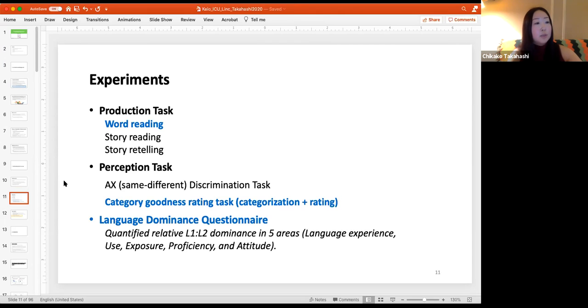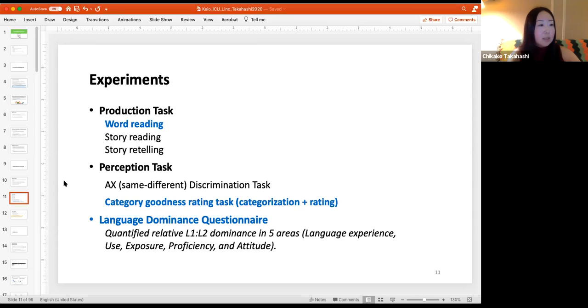To answer the research questions I just discussed, I conducted various experiments to elicit learners' speech in L1 and L2, along with behavioral responses that would inform us about their perception of L1 and L2. We also included a questionnaire that gave us information about situational factors such as the learner's L2 learning experience, use, exposure, proficiency, and attitude toward L1 and L2 culture, in order to examine the correlation with production and perception results.